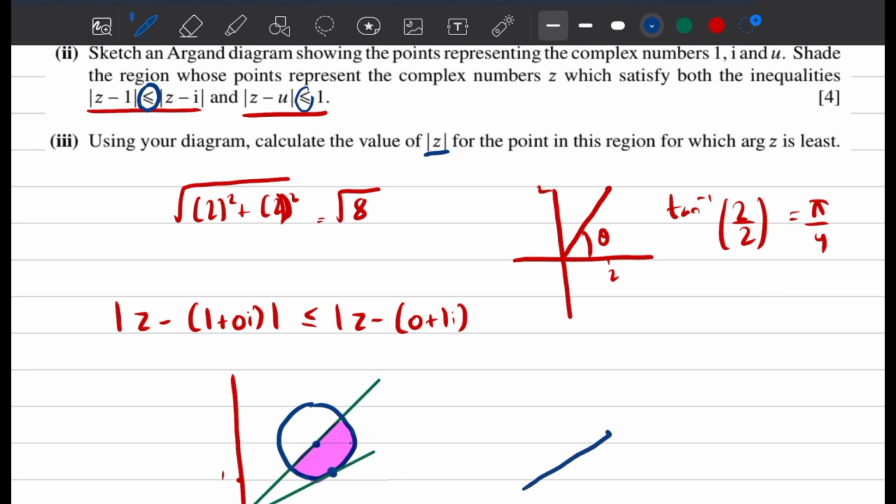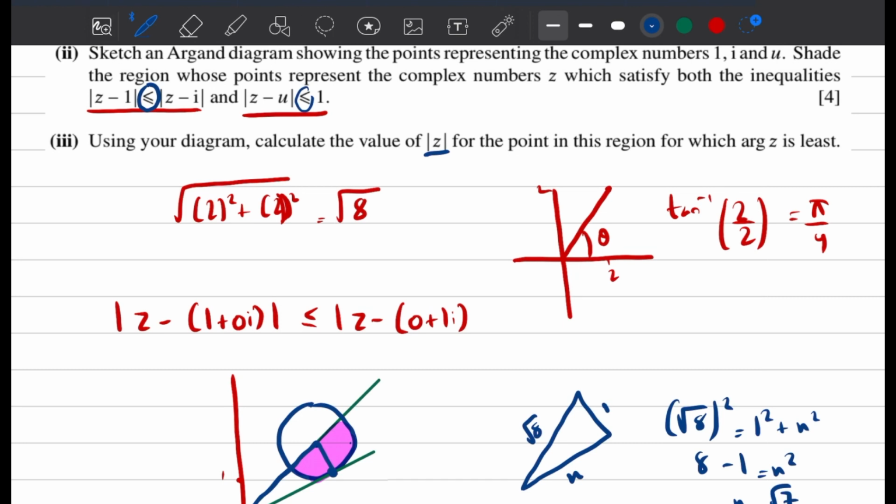So let me make a triangle बच्चे. So I know this part is what बच्चे? Under root 8. I know this is radius 1. Can you find this easily? Yes. Under root 8 square is equal to 1 square plus x square. 8 minus 1 is equal to x square. X is equal to under root 7. Got this?